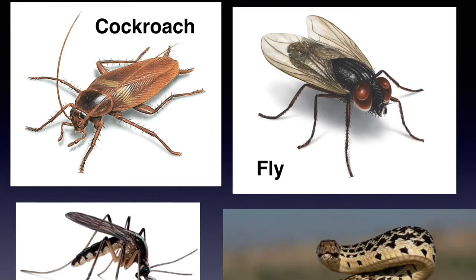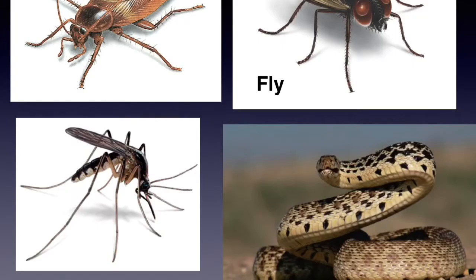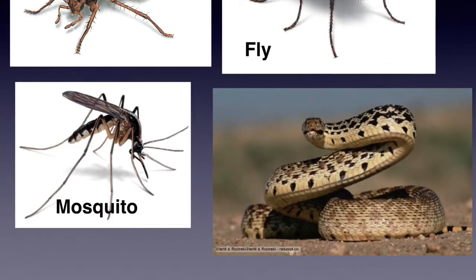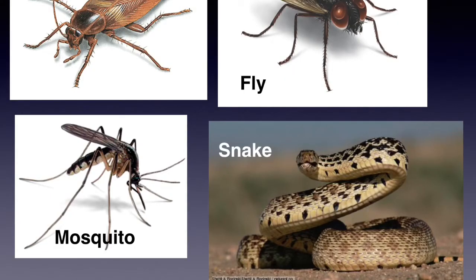Now down to the lower left. Does anybody remember what that animal is and remember how to pronounce it? That's right. That is a mosquito. And the fearsome creature right next to the mosquito looks like it's just about ready to strike. What is that? That is a snake.